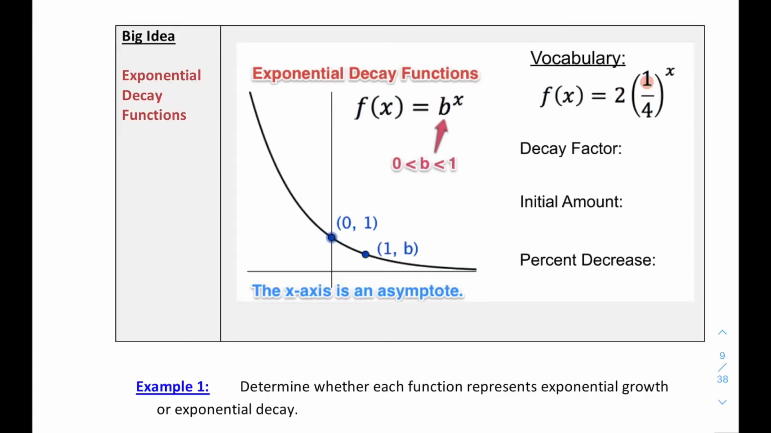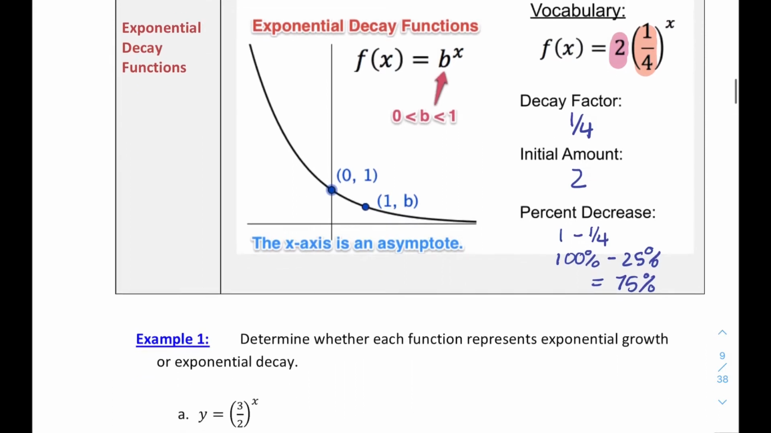Exponential decay is pretty darn similar, except if it's decaying, that means the value being raised to your exponent is less than 1. So my decay factor here is 1/4. My initial amount is still 2. And instead of increasing as my x values increase, it's decreasing. The difference between my decay factor and 1 here is 75%, so for every increase in my x value, my y's get 75% smaller. And just a reminder, these have horizontal asymptotes along the x-axis, unless they're translated up or down, which we'll see in a bit.